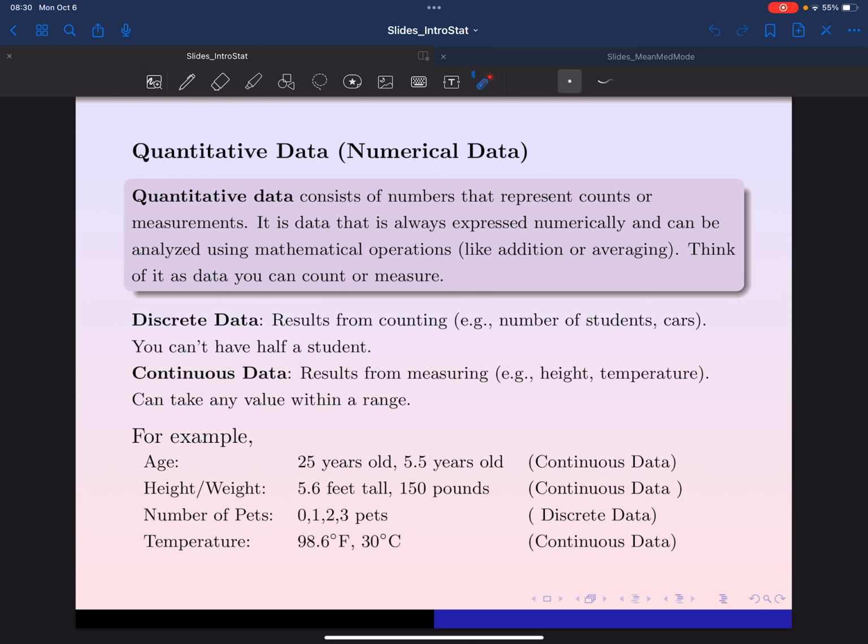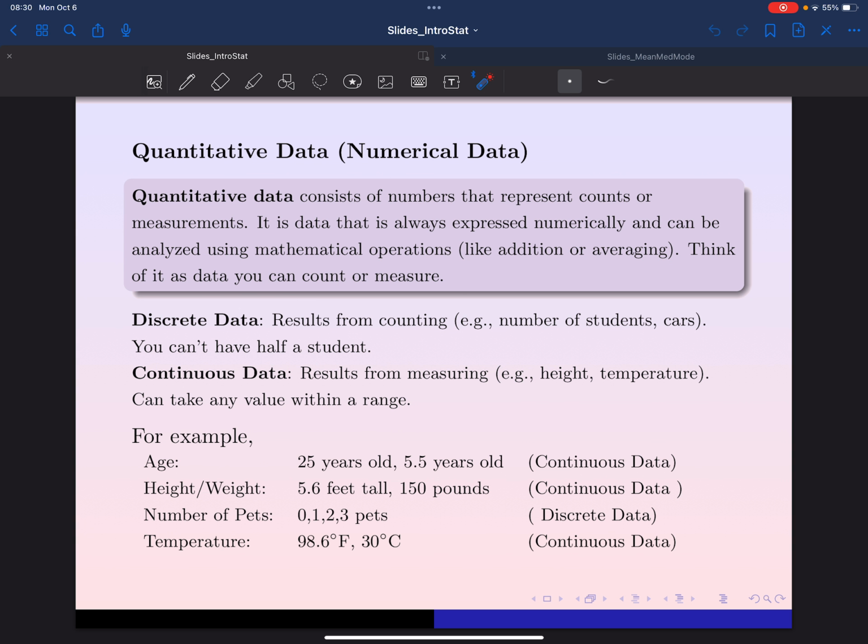Quantitative data, or numerical data, consists of numbers that represent counts or measurements. It is data that is always expressed numerically, and it can be analyzed using mathematical operations like addition or averaging. Think of it as data you can count or measure.